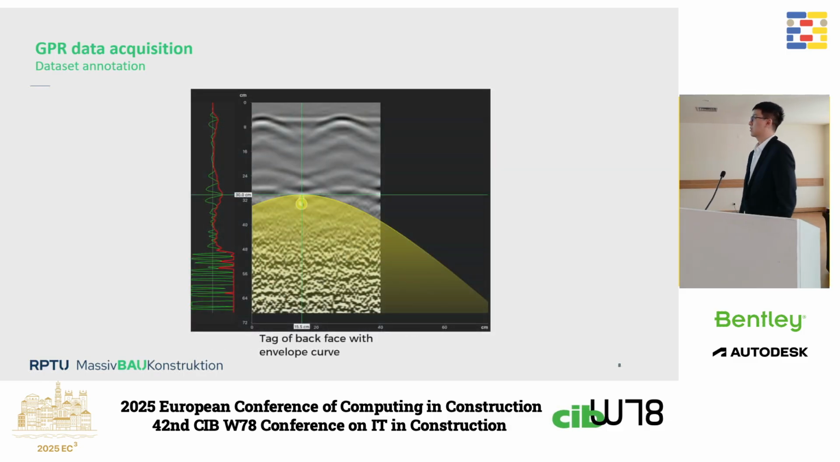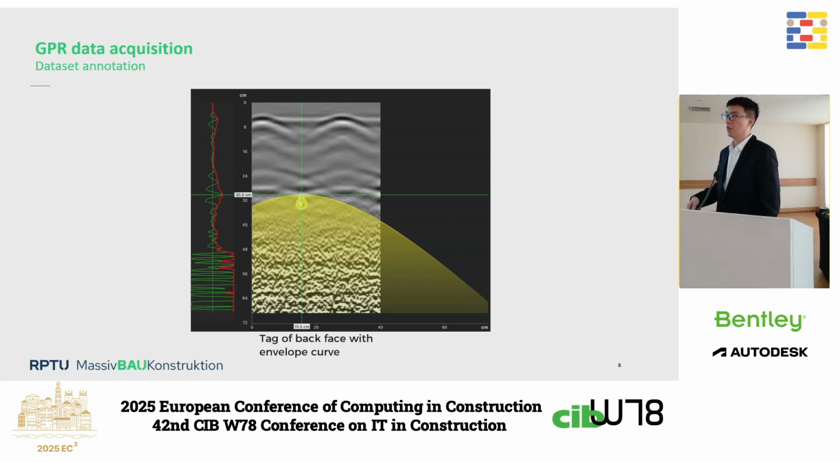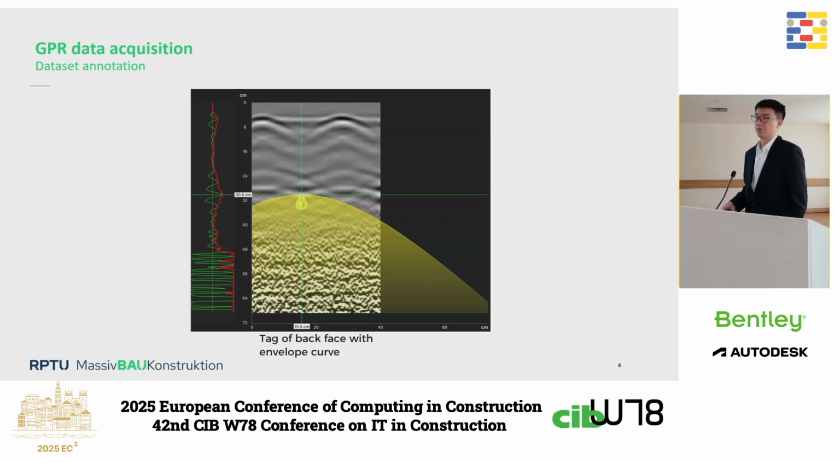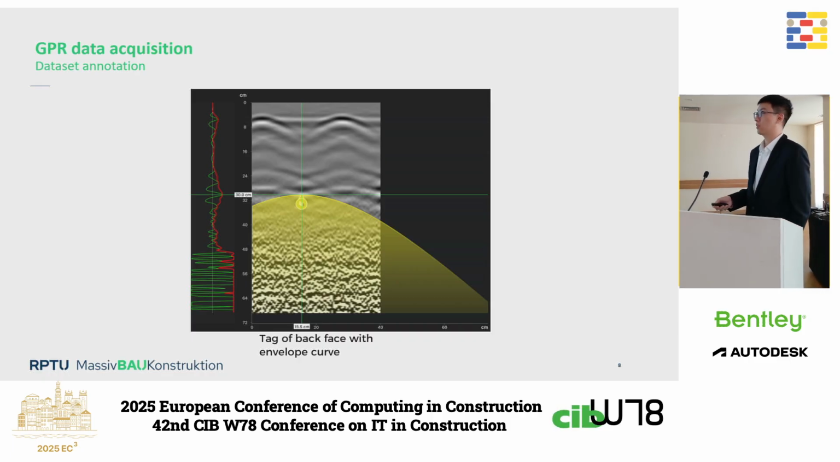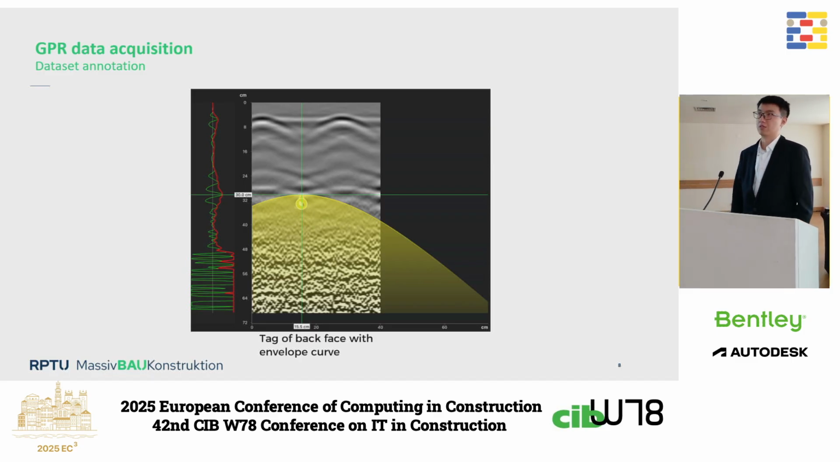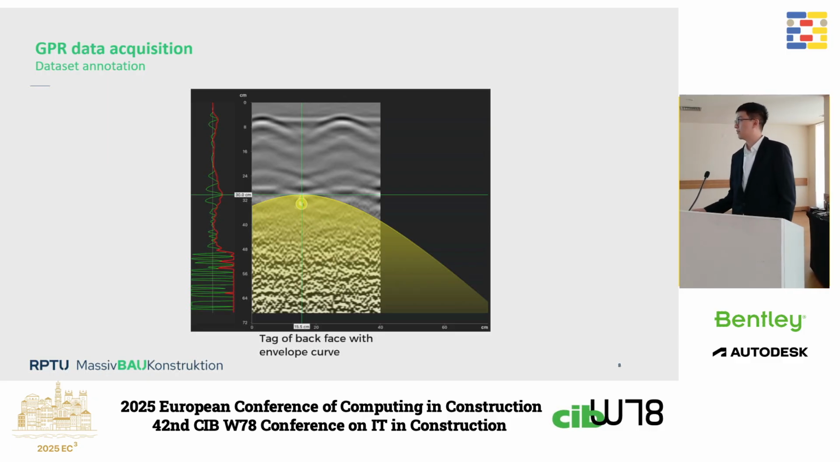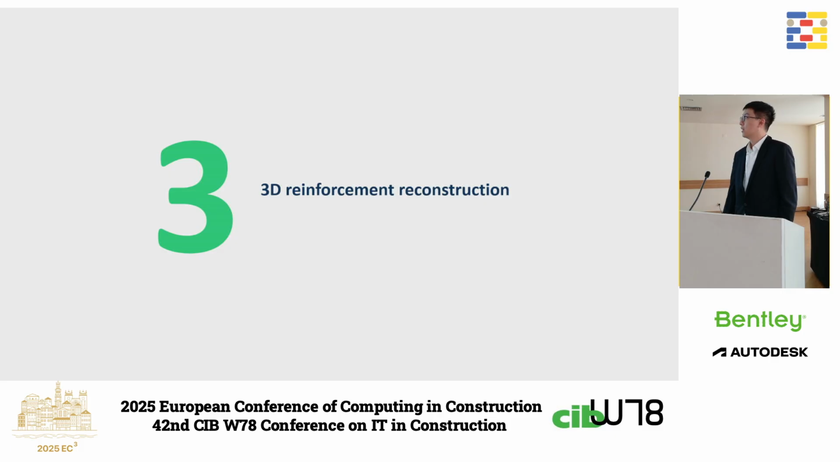So for the GP8000, our other device, there are many parameters we should set up for achieving more accuracy for our reconstruction. The most important of the many parameters is the permittivity of this GP8000, which can be determined by the tag of back face with envelope curve. And then I will introduce the 3D reinforcement reconstruction.